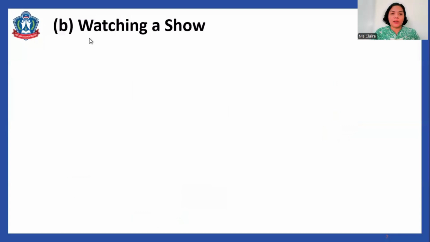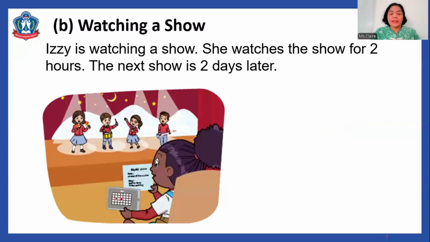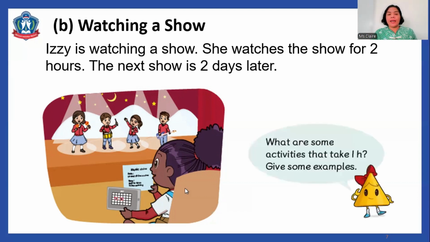Next is watching a show. Easy is watching a show. She watches the show for 2 hours. Yes, it's correct. When we watch a show, that is only counted by hours because that is shorter than days. Days has 24 hours. Okay, so what are other activities that have only 1 hour? Watching a movie, right? That is 1 hour. Or maybe having an exercise. You can have it for 1 hour.